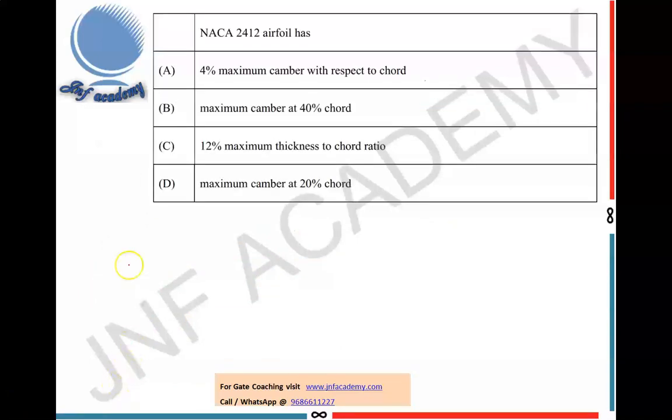Let's move on to the next question. Yes, so this question is very straightforward. You just have to know the NACA nomenclature. So it's a 4-digit aerofoil.